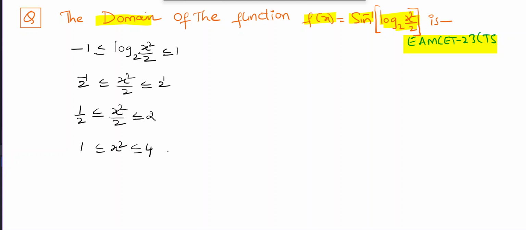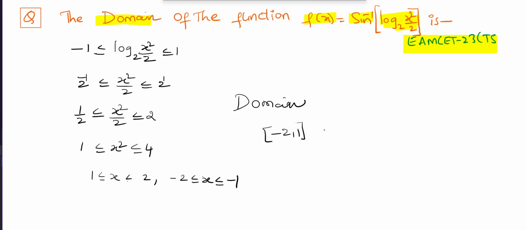So from this, x square greater than or equal to 1, that means 1 less than or equal to x less than or equal to 2, and the next value is minus 2 less than or equal to x less than or equal to minus 1. From this, the domain is equal to minus 2 to minus 1 closed bracket, union 1 to 2. This is the domain of the given function.